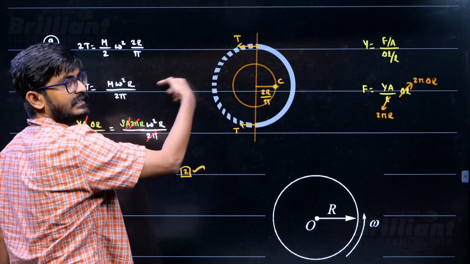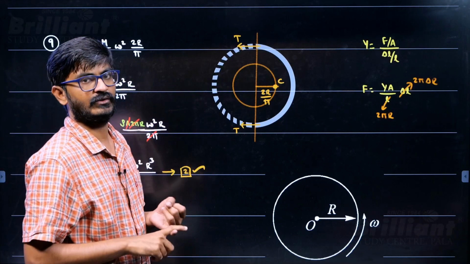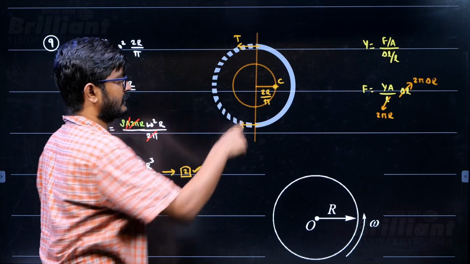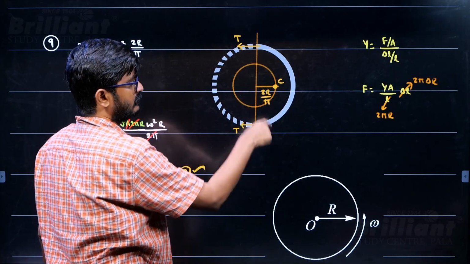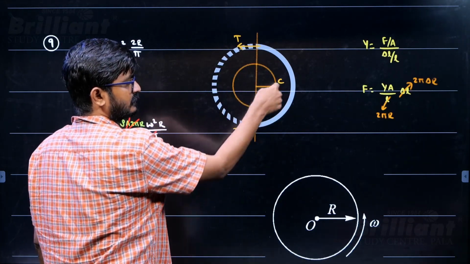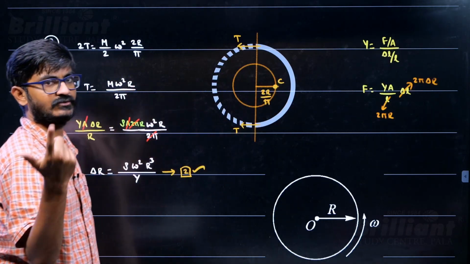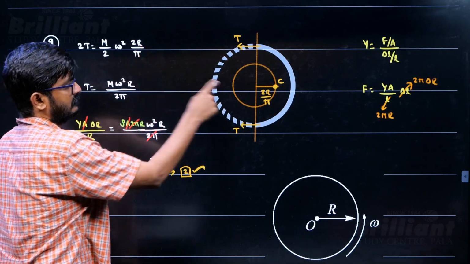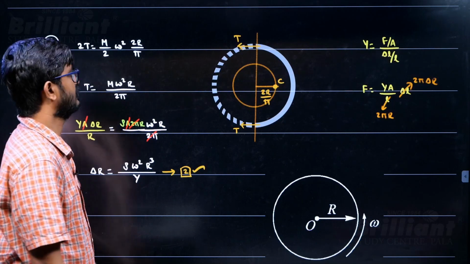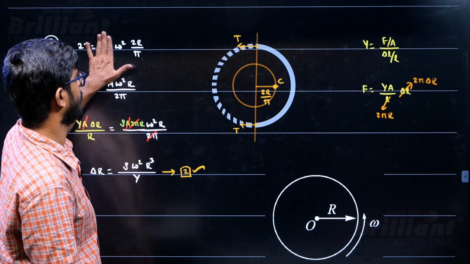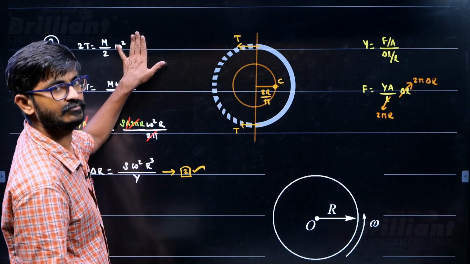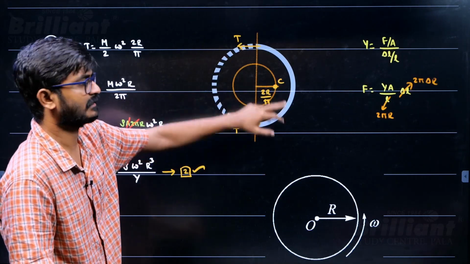Net force in this direction equals total mass into acceleration of center of mass. What is the total mass? M by 2. The center of mass is performing circular motion, so the center of mass will have acceleration omega square r, where the radius is 2r by pi. So net force towards the center equals m omega square into the center of mass radius.